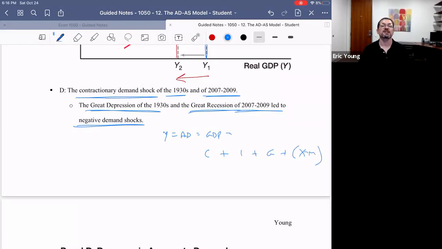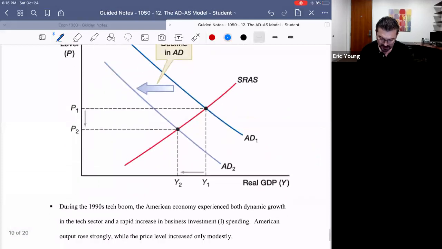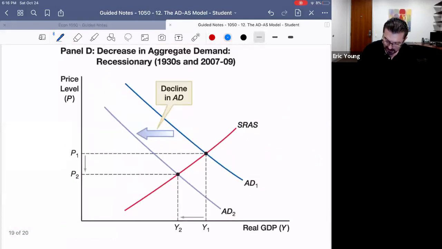well, we saw drastic drops in C and I, and therefore a big drop in AD, and you can see it right here. We started off SRAS and AD1, so here was the initial equilibrium with this output level. Well, we had these really, really drastic drops in AD, especially during the Great Recession. I mean, phenomenally high levels of unemployment took us to this new equilibrium.